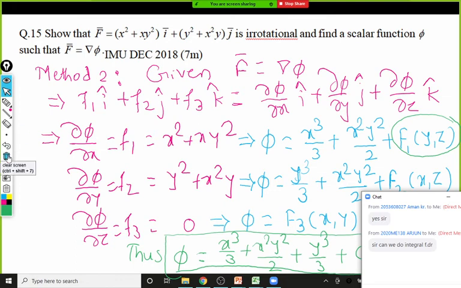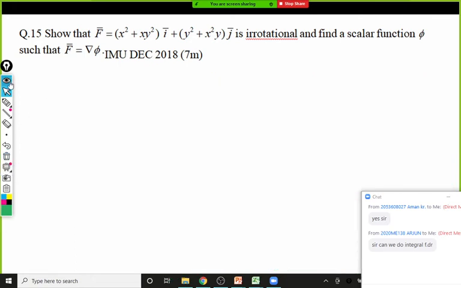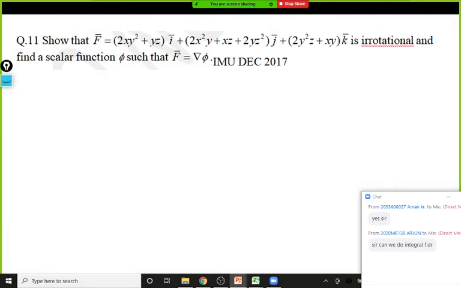Let me show you one similar question. You have to complete it right now. So here is another question. Start it. See the first part. Show that f bar is irrotational. Prove it is irrotational first. Do it quickly.